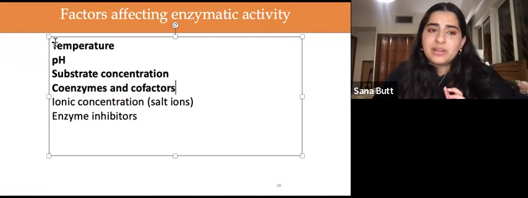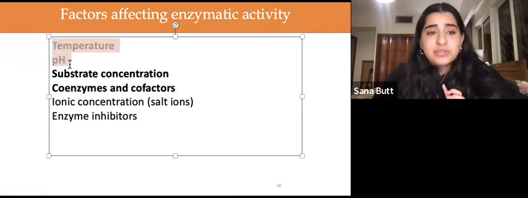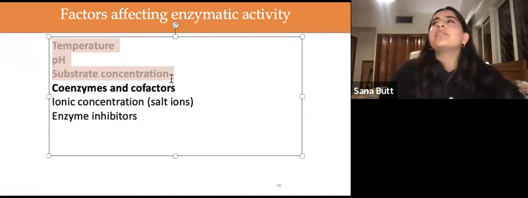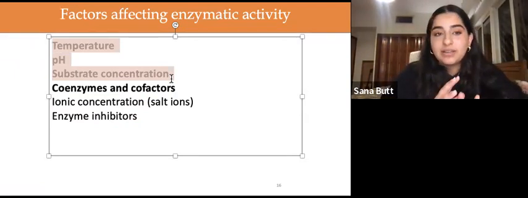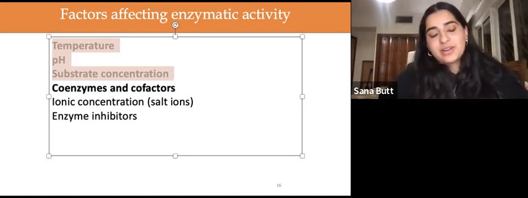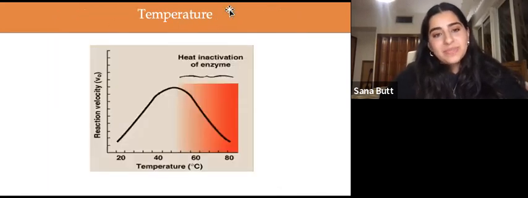So I'm going to be spending a lot of time discussing the temperature, the pH, and the substrate concentration, because those are the three factors that affect enzymatic activity that involve graphs. So whenever you see a graph, definitely high yield. Always pay attention to graphs and try to understand what they're saying. But we're going to start with the temperature.